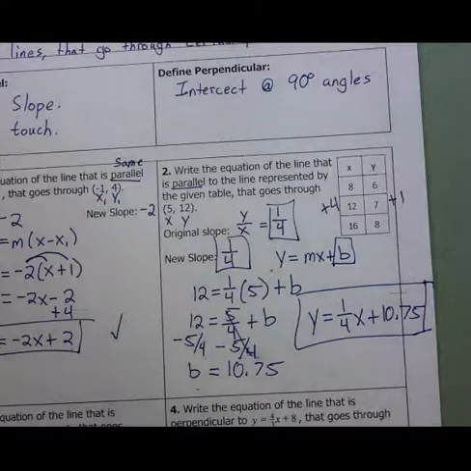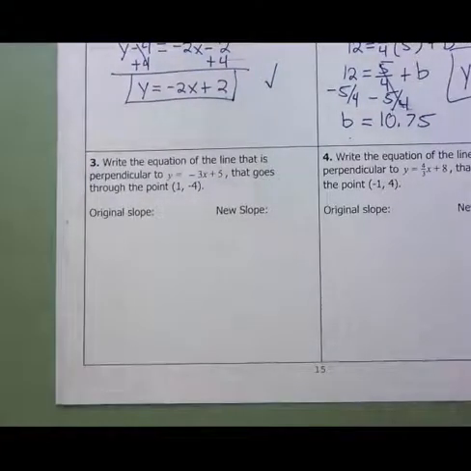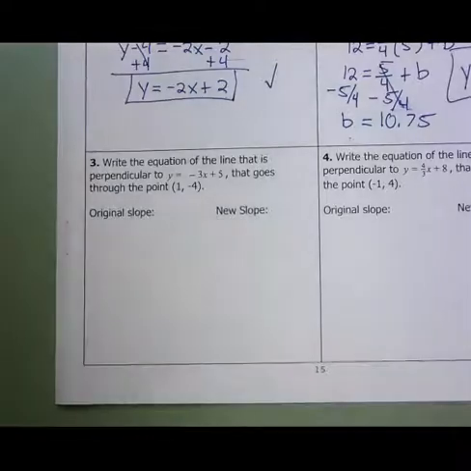Let y'all take a look at that for a moment. And then we'll move down to number 3. So the 1 and 2 were parallel lines. 3 and 4 will be perpendicular lines. All right, write the equation of a line that is perpendicular to y equals negative 3x plus 5 that goes through the point 1, negative 4.